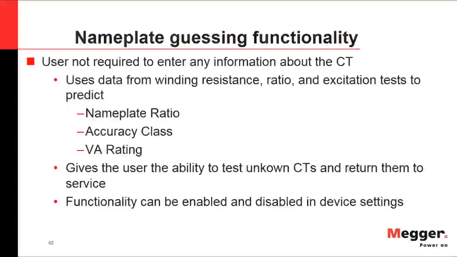One of the problems that you may encounter is that you go and try to test a piece of equipment in the field, and the information on the nameplate is not readable. You may try to get some drawings, you may try to get some information from engineering, or that information might not be available. So the only thing that you have in this case is to use a device like the MRCT and apply the nameplate guessing functionality. This way, you can predict the nameplate ratio, the accuracy class, and the VA rating for burden.